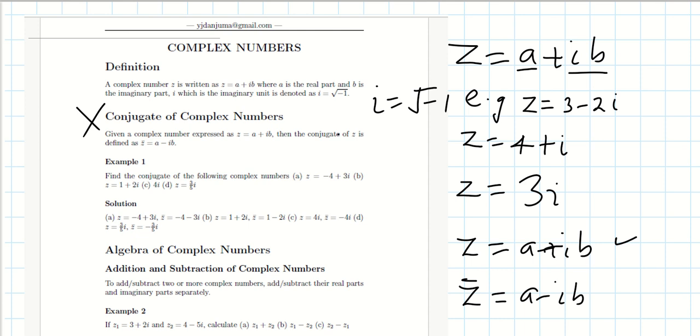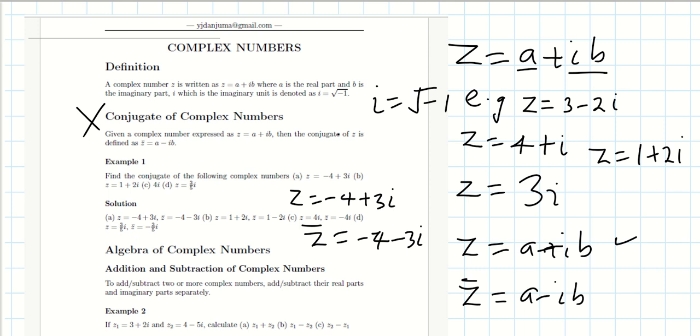For example, as you can see in example 1, z is equal to minus 4 plus 3i. The complex conjugate, z bar, is equal to minus 4 minus 3i. That is the complex conjugate. For the b part, z is equal to 1 plus 2i. Then the complex conjugate, z bar, is equal to 1 minus 2i.